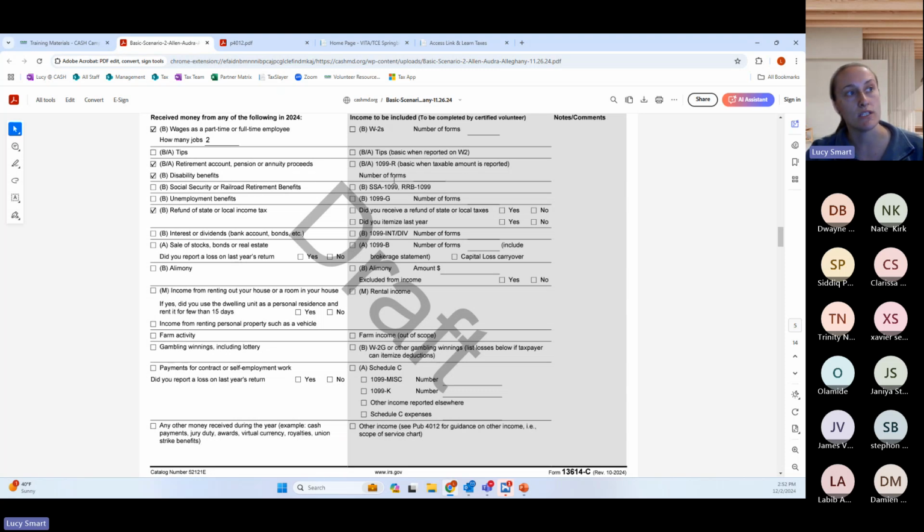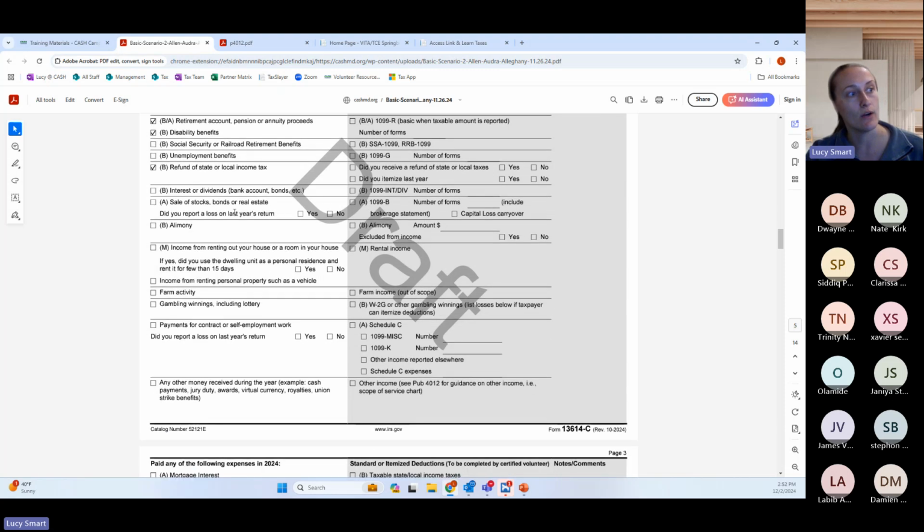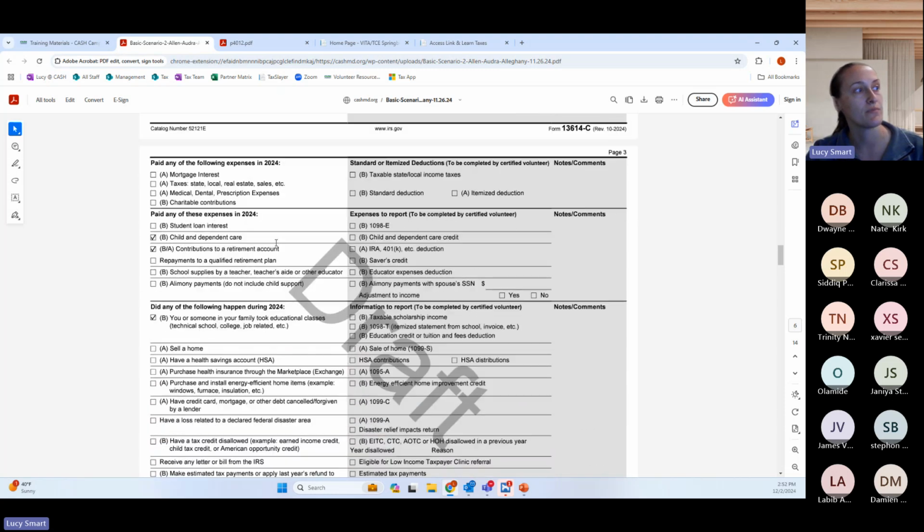So we'll need to take some notes here as the preparer. No Social Security, no unemployment. They had a refund of state or local income tax. So we'll need to ask them these questions. Did you receive a refund of state or local taxes? Yes. And did they itemize last year? Yes. We learned that from their prior year return. And then nothing else. We would double check and see if they had any of this income, but we don't need to for this practice situation.